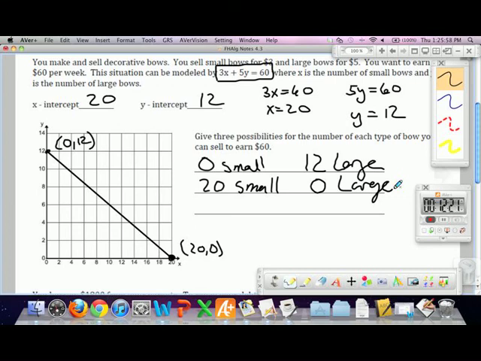What's another point that we know has to be on this line? Birthday girl? 10 small and 6 large is definitely right on that line. Does that make sense? 10 small, so $3 per small, so I get $30 here. 6 large, so 6 bows at $5 a piece is another 30. 30 plus 30 is $60. Yeah, that's perfect. So 10, 6 could be another possibility.